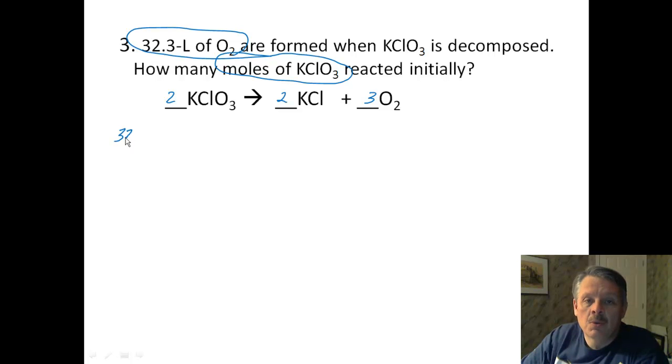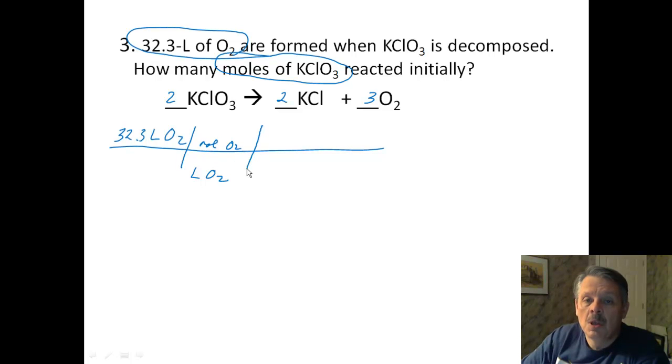So I start with 32.3 liters of O2. Now, what do I go to from liters? Well, I always go to moles. So I can go from liters of O2 to moles of O2. But I don't want moles of O2. It's asking me for moles of potassium chlorate. So I have to go from moles of O2 to moles of potassium chlorate, and then I'm done.